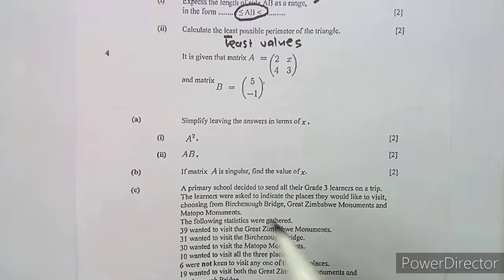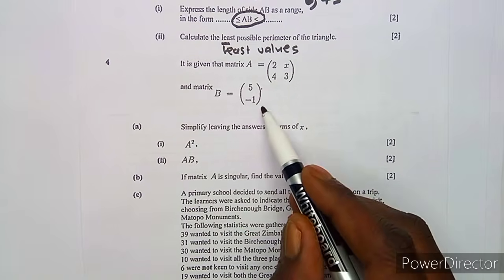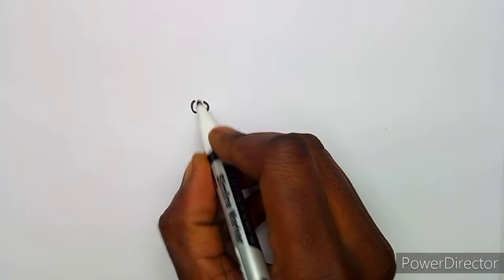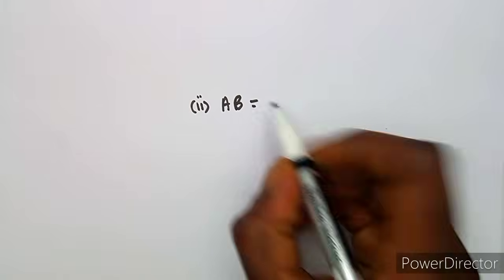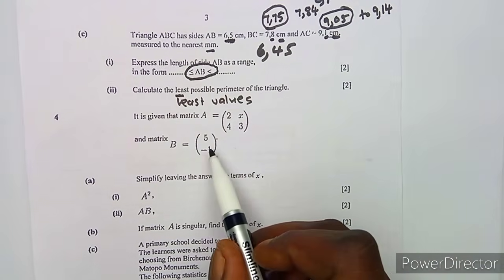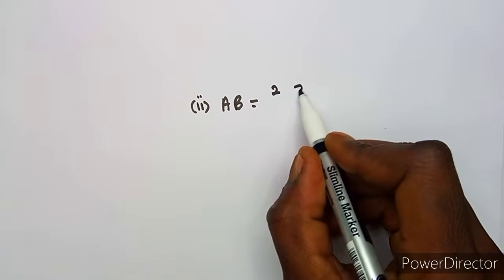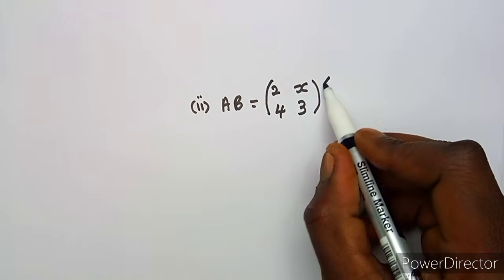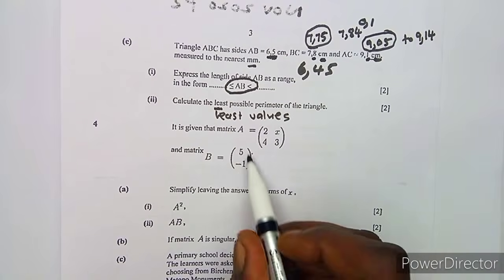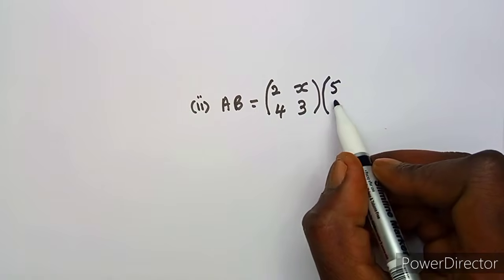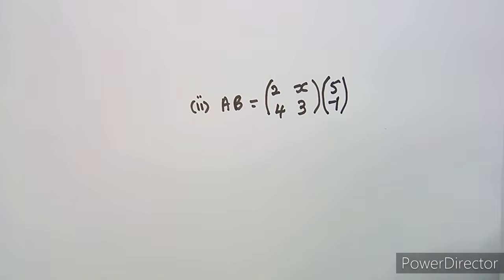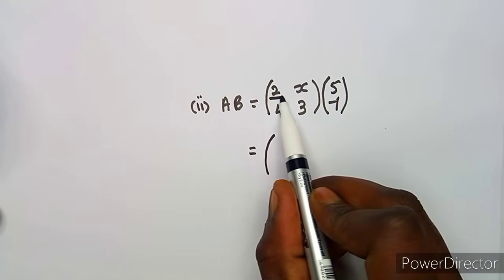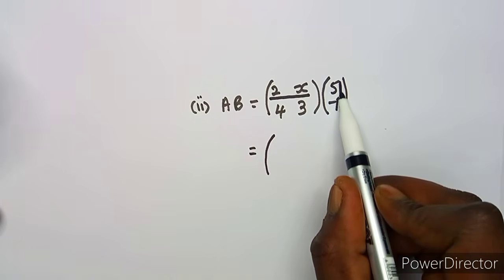Then AB again in terms of x, which is matrix A times matrix B. So we simply substitute what we are given in this case. That's AB, which is matrix A times matrix B as it is. So it's 2, x, 4, 3. This is your matrix A times, which means you are going to multiply your matrix B, which is 5, minus 1. So that's it, guys. You apply your row by column, but your answer is supposed to be in terms of x. As we know, row by column, this is our row, and we just have a single column here.